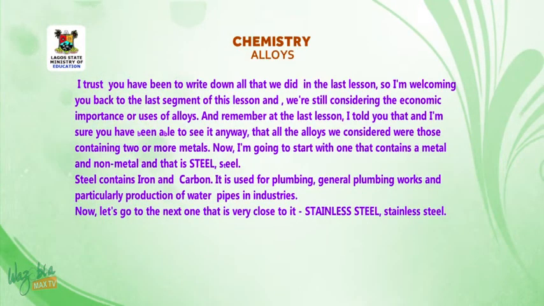Now, I'm going to start with one that contains a metal and a non-metal, and that is steel. Steel contains iron and carbon. It is used for plumbing, general plumbing works, and particularly production of water pipes in industries. Now, let's go to the next one that is very close to it, stainless steel.